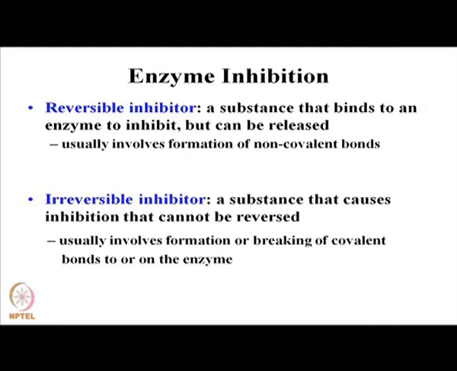Next is the irreversible inhibitor. What is an irreversible inhibitor? It is a substance that causes inhibition that cannot be reversed. It usually involves the formation or breaking of covalent bonds, maybe breaking of covalent bonds within the enzyme or formation of new bonds. It is basically a chemical transformation of your enzyme. Therefore, the enzyme loses its activity in an irreversible fashion.